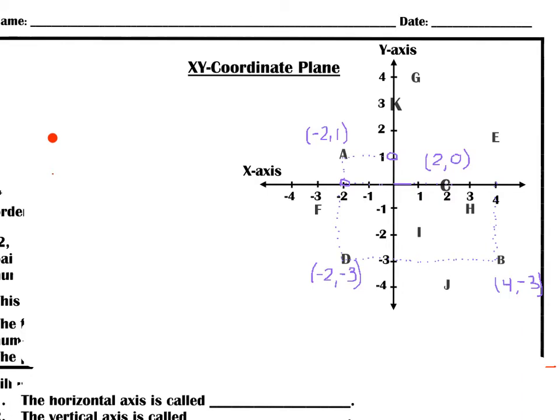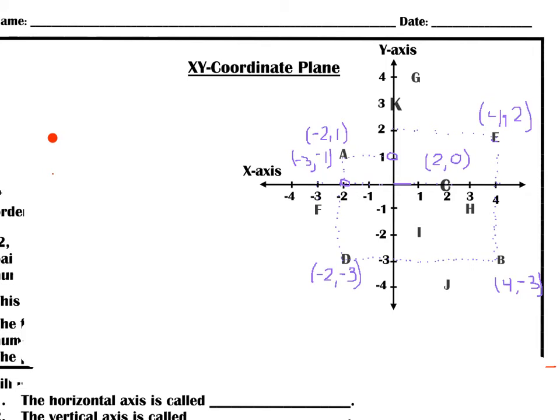Point E, let's see, here it is in the first quadrant. I'm going to go over 4, and then I'm going to go up to 2. So E is at 4, comma, 2. That's a comma. Point F is over to -3, so -3, and down to -1, so -3, -1.